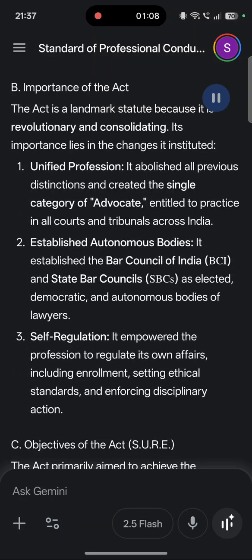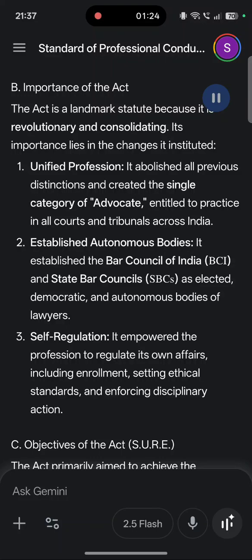B. Importance of the Act. The Act is a landmark statute because it is revolutionary and consolidating. Its importance lies in the changes it instituted. 1. Unified profession. It abolished all previous distinctions and created the single category of advocate, entitled to practice in all courts and tribunals across India.